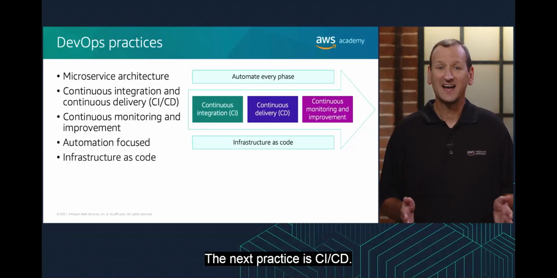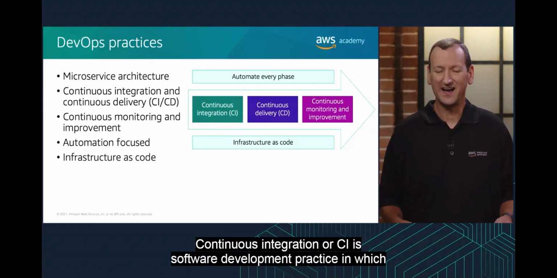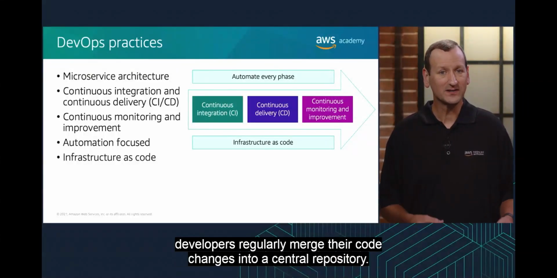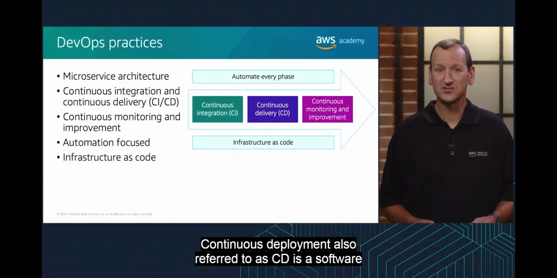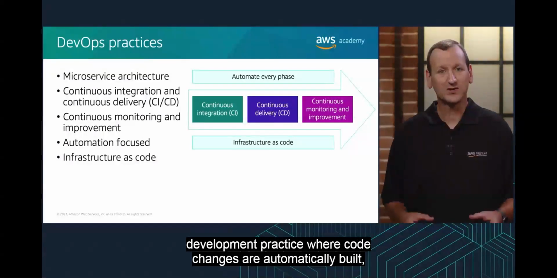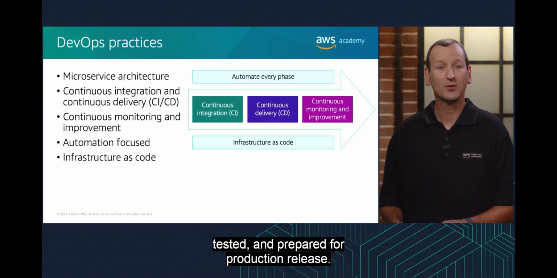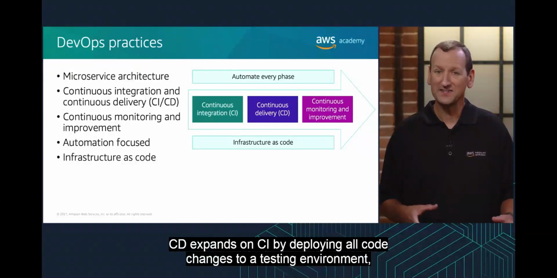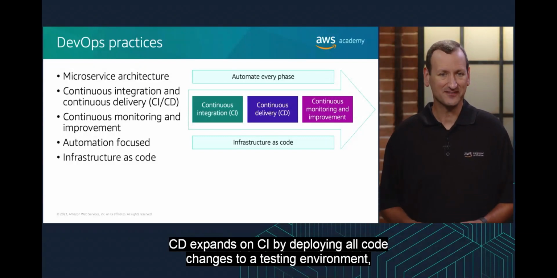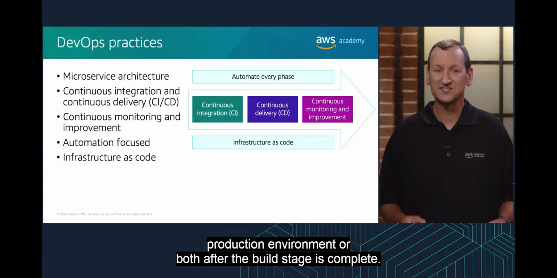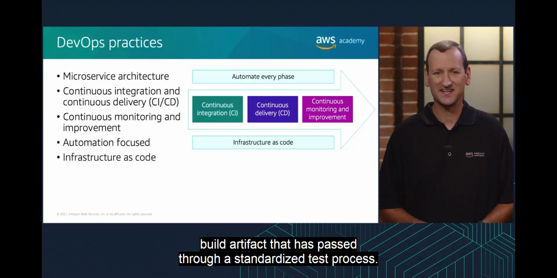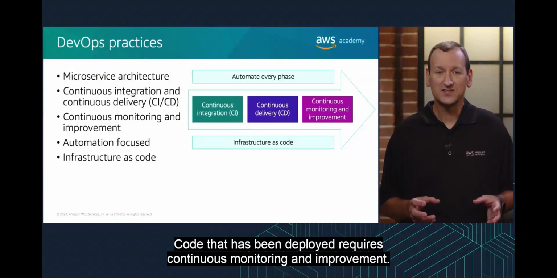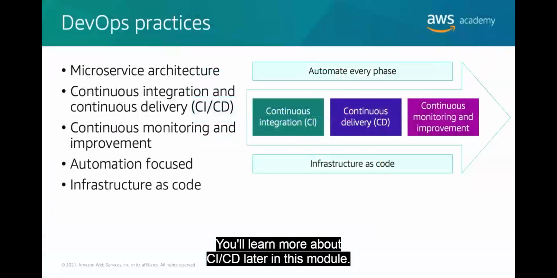The next practice is CI/CD. Continuous integration, or CI, is a software development practice in which developers regularly merge their code changes into a central repository. Continuous deployment, also referred to as CD, is a software development practice where code changes are automatically built, tested, and prepared for production release. CD expands on CI by deploying all code changes to a testing environment, production environment, or both after the build stage is complete. When CD is properly implemented, developers always have a deployment-ready build artifact that has passed through a standardized test process. Code that has been deployed requires continuous monitoring and improvement. You'll learn more about CI/CD later in this module.